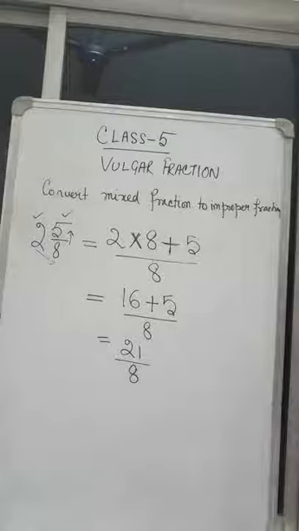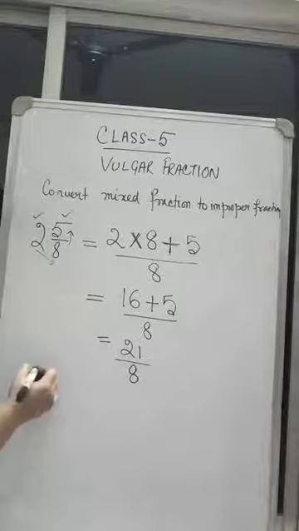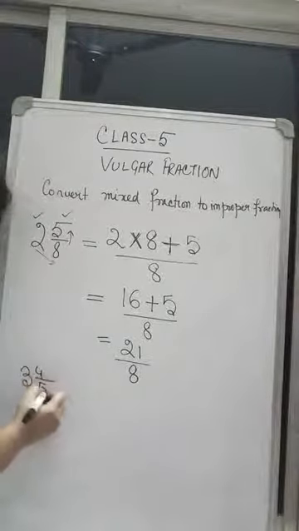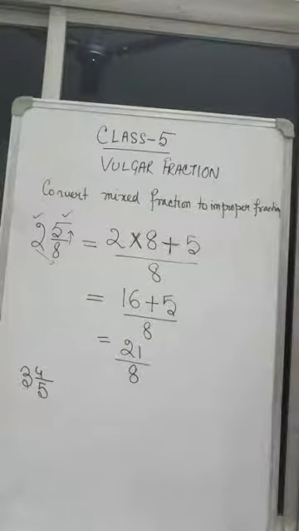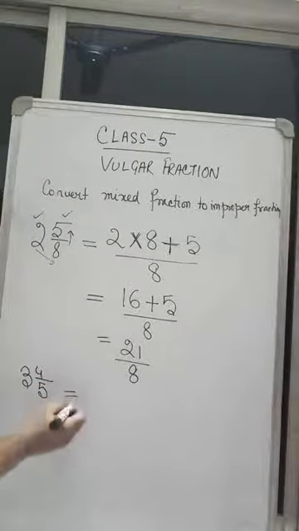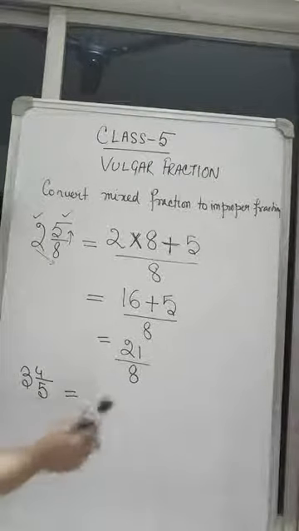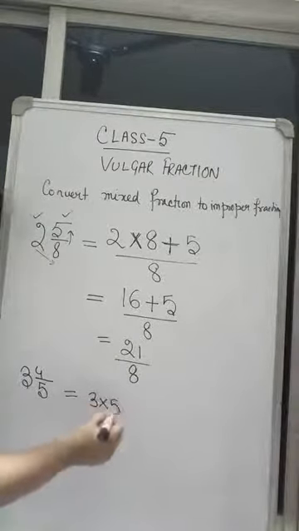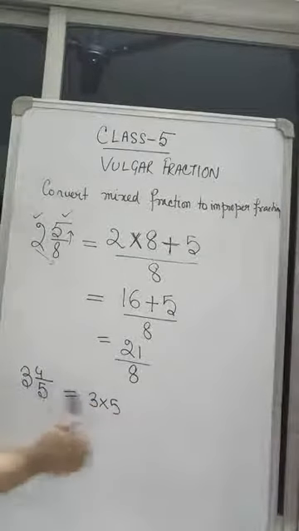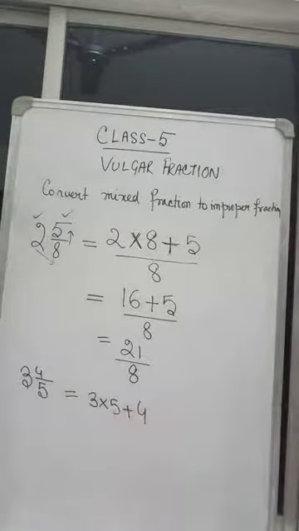Now the same thing I am doing once again. Suppose this is another mixed fraction, 3 4 by 5. You have to convert it into an improper fraction. Now an improper fraction looks like this, where the numerator will be greater than the denominator value. How will you do that? Just now I said that with the whole number you will multiply the denominator, 3 into 5, and with this you need to add the numerator, that is plus 4.